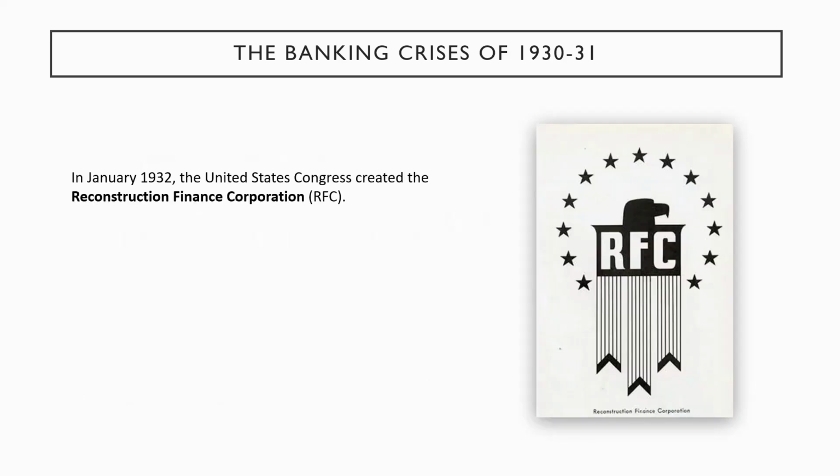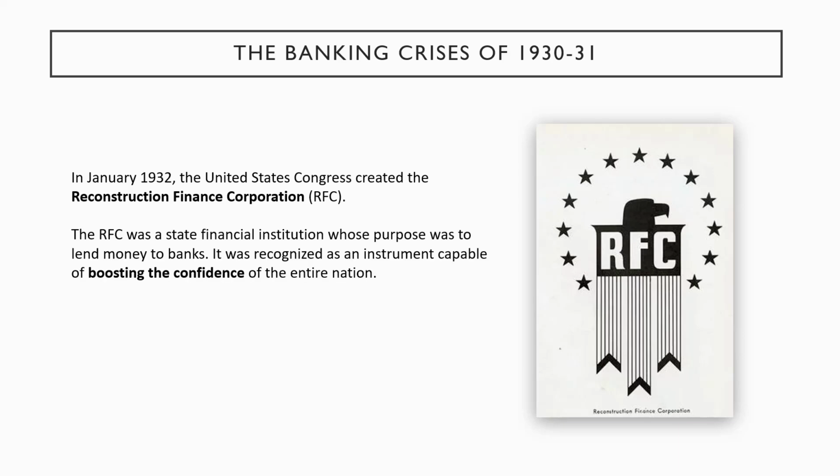In January 1932, the United States Congress created the Reconstruction Finance Corporation. The RFC was a state financial institution whose purpose was to lend money to banks. It was recognized as an instrument capable of boosting the confidence of the entire nation. It was authorized to make loans to any financial institution, accepting as collateral the assets considered suitable.